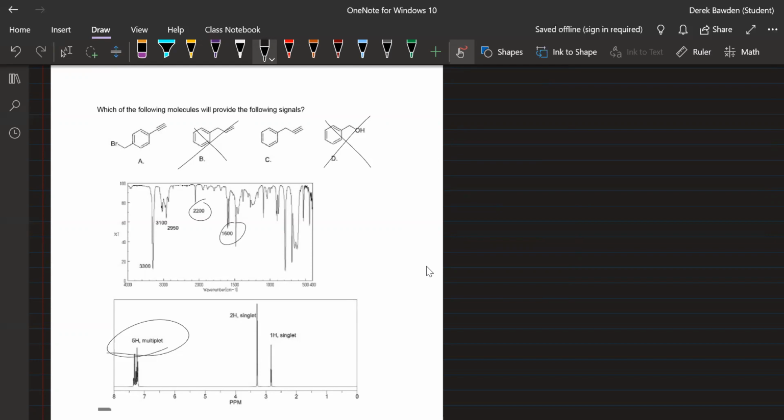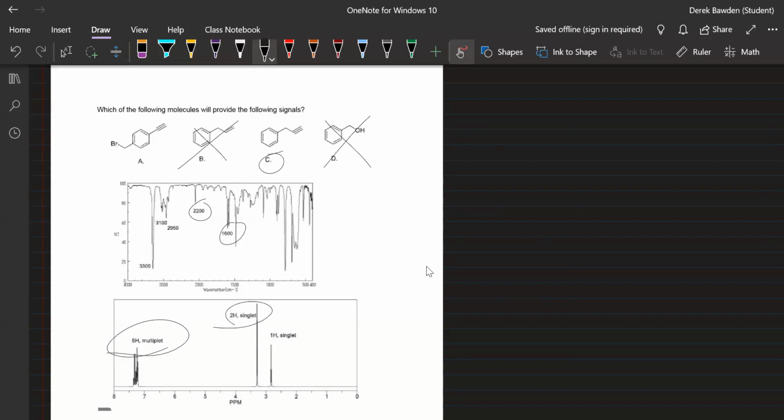Let's look at C, for example. You'd have 5 hydrogens around the benzene ring, right? Whereas on a di-substituted benzene ring, you'd only have 4 hydrogens. So we know that we have a mono-substituted benzene ring. So what do we think the answer is? Perfect, C.